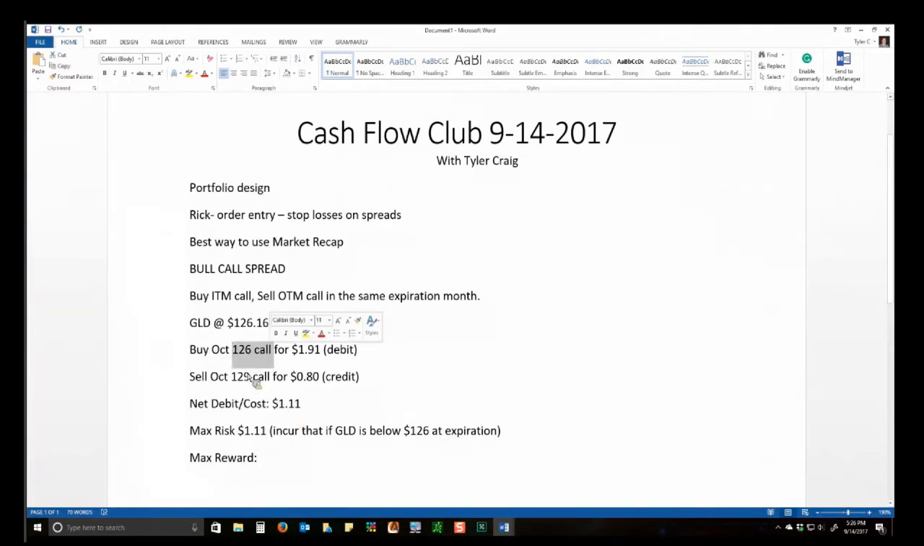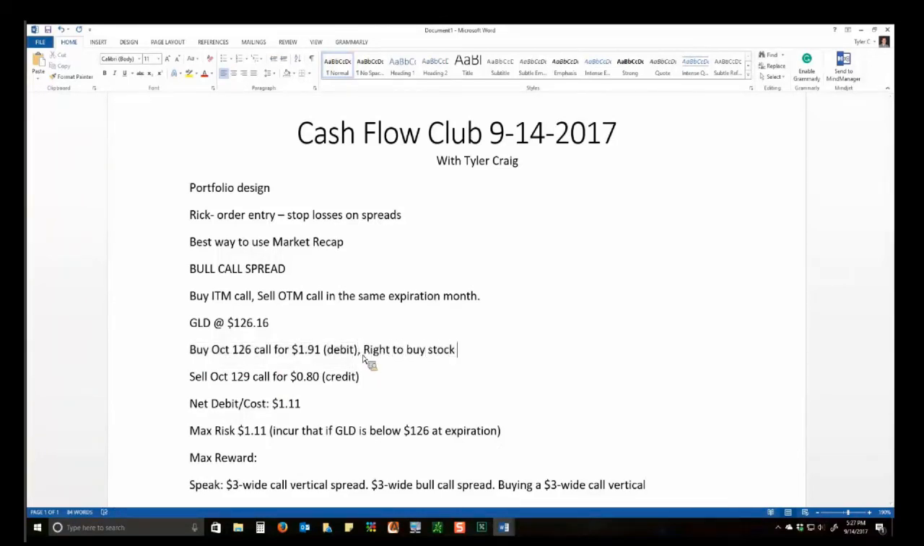So this is a $3 spread, 126, 129. The way we speak about this is we say, you know, this is a $3 wide call vertical spread. This is a $3 wide bull call spread. Okay, I'm buying a $3 wide call vertical. 3 different ways of saying the same thing. Okay. So by buying that October 126 call, I have the right to buy stock at 126.